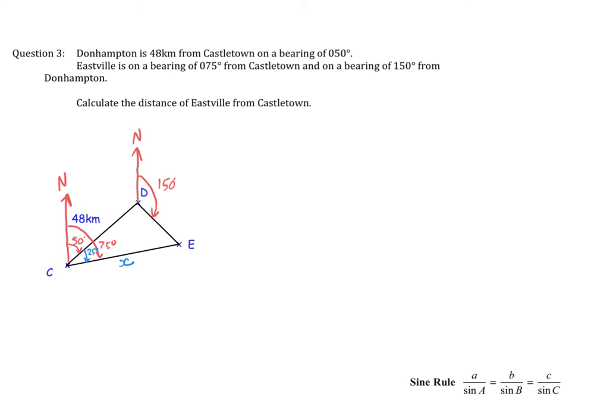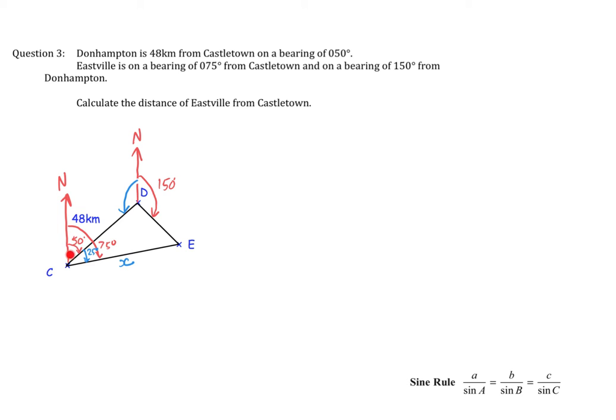We have two distances. We have 48 kilometers. We have x, which we're trying to find. We have one angle here. We are going to need another angle, because for the sine rule you need 3 of 4 things. So there's another angle we can put on. If we look at this angle here, that angle there, that is a co-interior angle with 50 degrees.